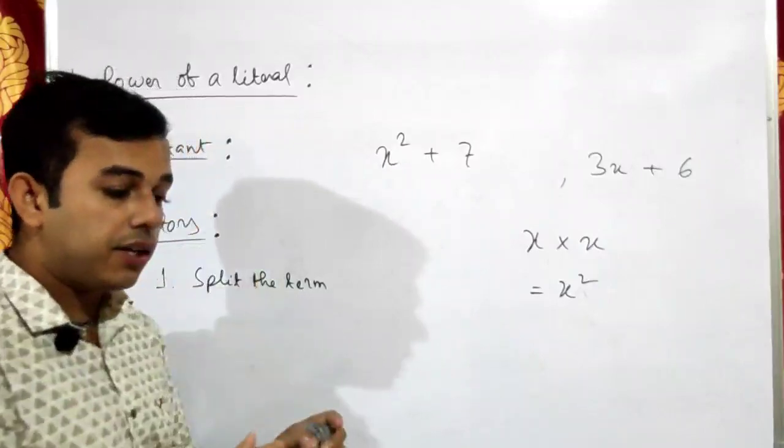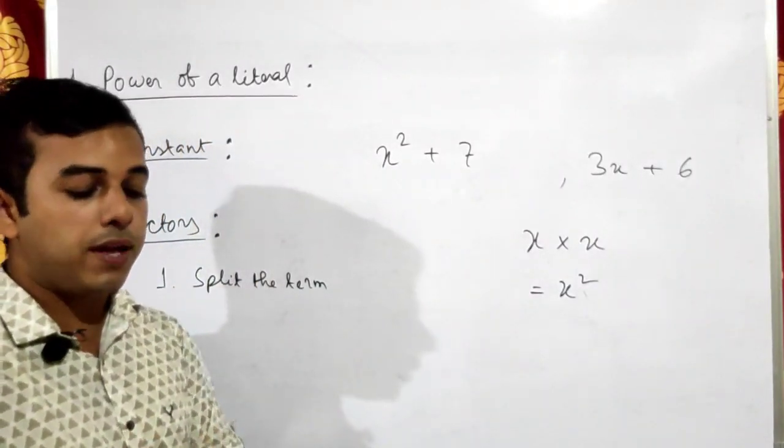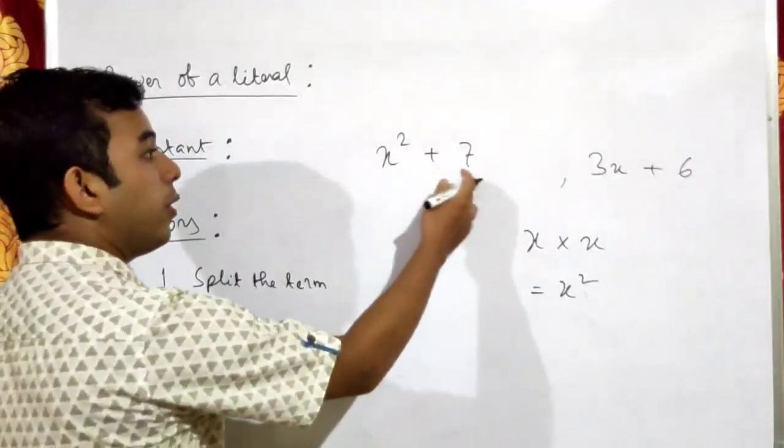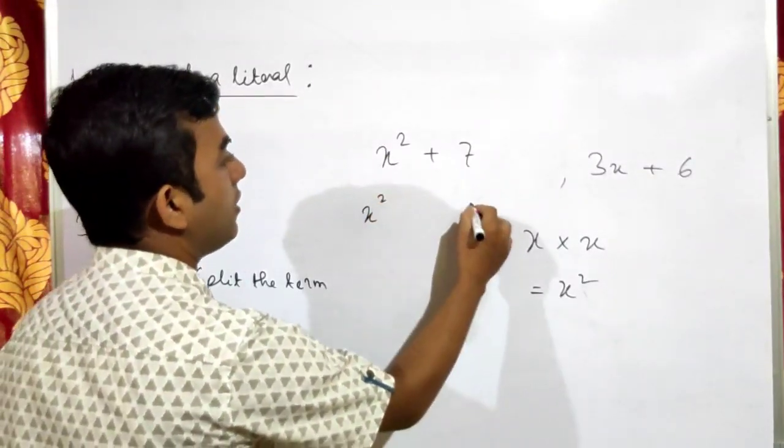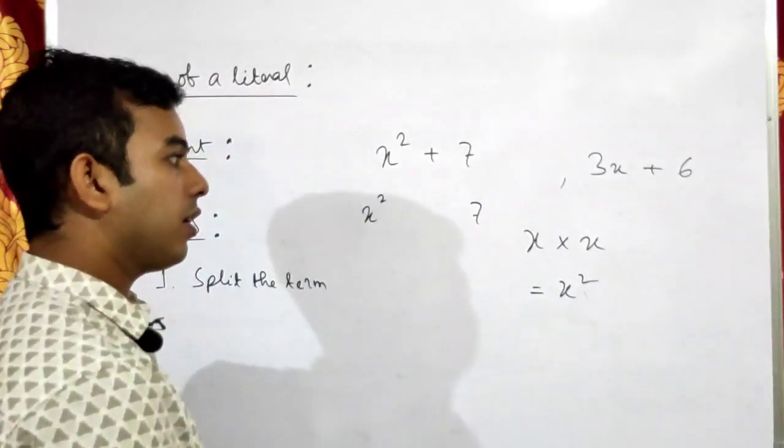So terms are connected or joined one by one with either a plus sign or a minus sign. So here it is joined with a plus sign, isn't it? So first we have to split. One is x square, another is 7. So we have split it.